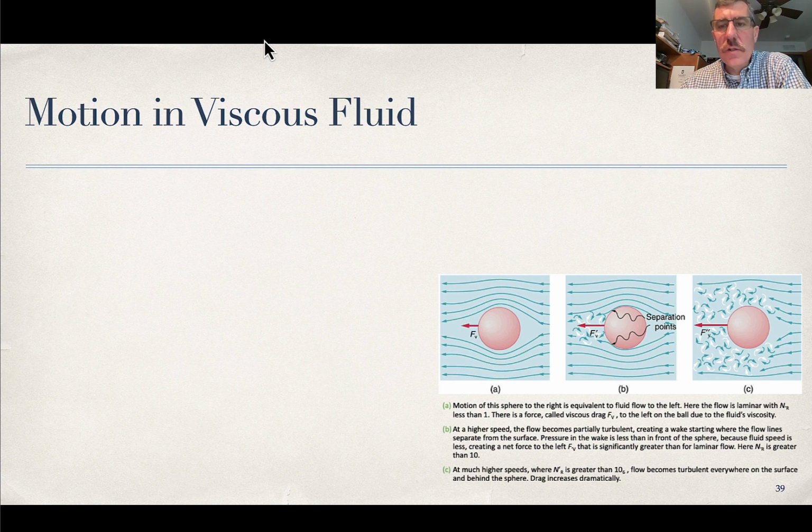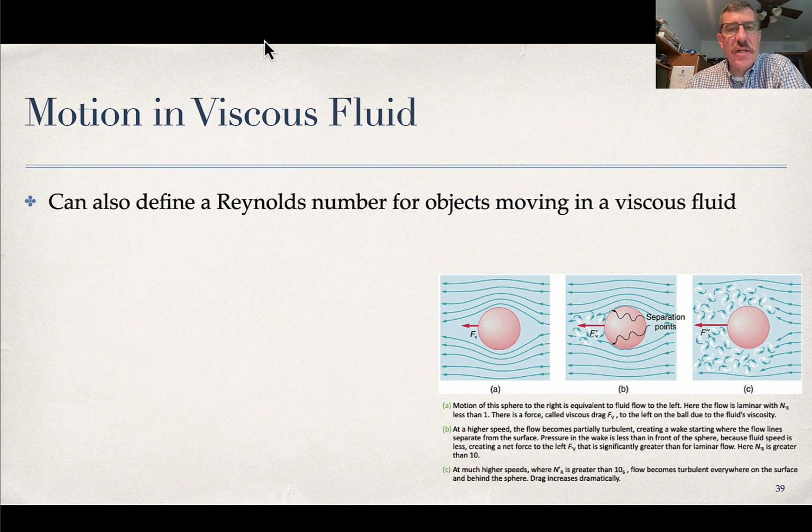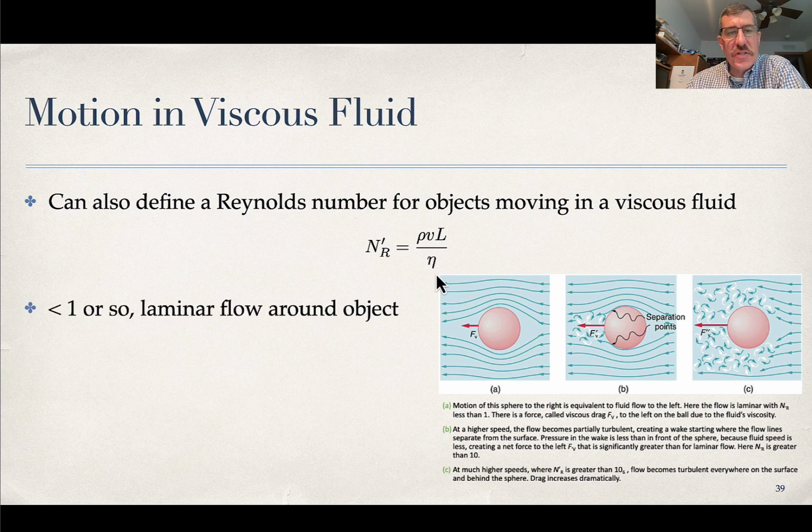All right, so now another thing we can look at is motion in a viscous fluid. If we have an object moving through a viscous fluid, we can also define a Reynolds number for these objects. Here, this Reynolds number has a little prime because now this is the Reynolds number for the object and not for the fluid itself. It's the density of the fluid times the speed of the object times the size of the object, L, divided by the coefficient of viscosity. Again, this will predict how the fluid is going to flow around the object. If it's less than about 1, you expect laminar flow around your object.